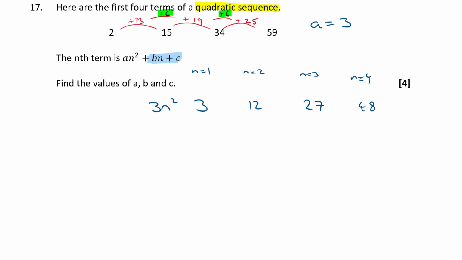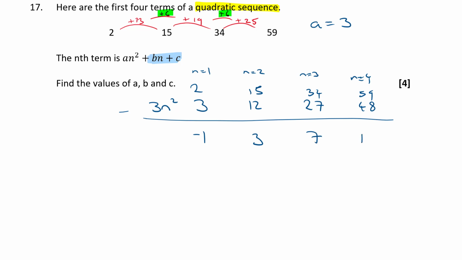Now, the sequence I was actually given was 2, 15, 34, and 59. Now we want to work out the difference between the two because we're looking for the bn plus c part next. So if I subtract those, what's it going to leave me? 2 subtract 3 is minus 1. 15 subtract 12 is 3. 34 subtract 27 is 7. And 59 subtract 48 is 11. Now, you probably spotted already, this is a linear sequence. It's going up in plus 4s. This is what we expected.